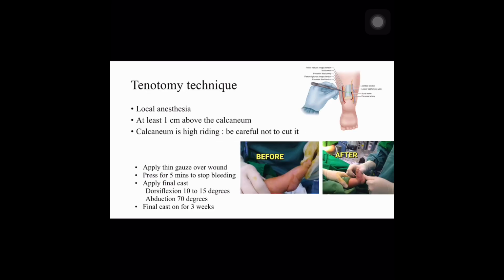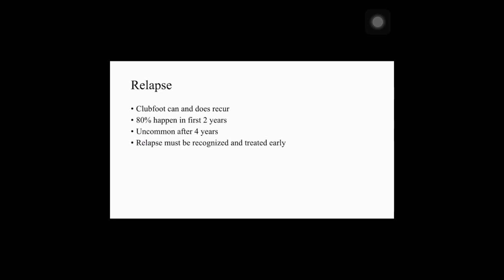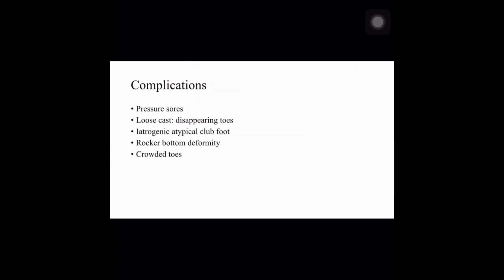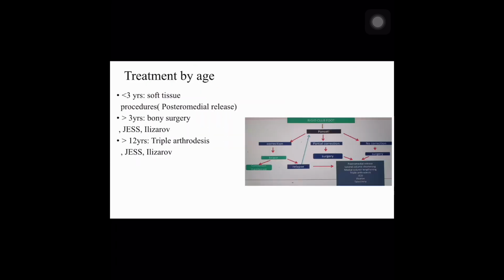Tenotomy and posterior medial soft tissue release. Sometimes in tenotomy, local anesthesia is used. Apply thin gauze over the wound, press for 5 minutes to stop bleeding, and apply the final cast like this. Complications are pressure sores and a loose cast. Next is surgical treatment by age. And if it's a bony type, you can also use other techniques: we can use Ilizarov and we can use JESS.